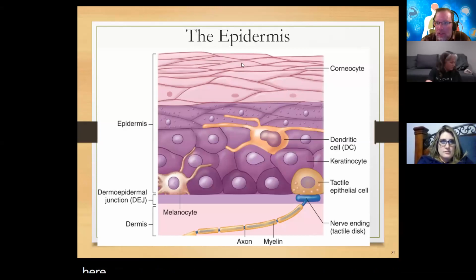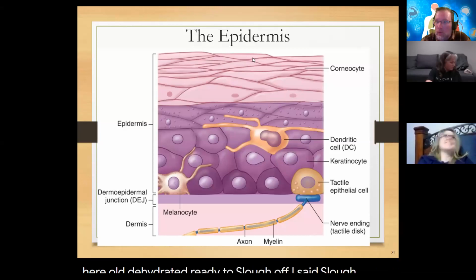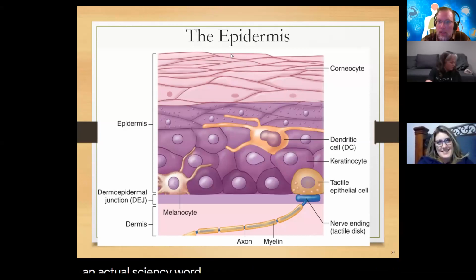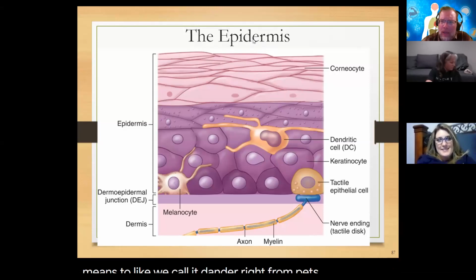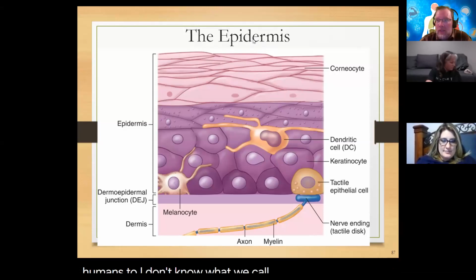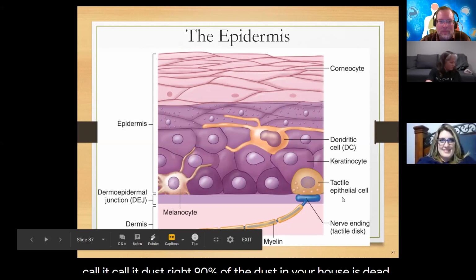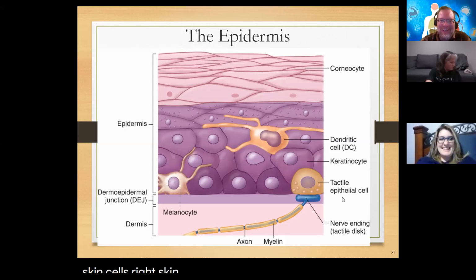Old, dehydrated, ready to slough off. I said slough. That's an actual sciencey word. SLOUGH. It's like rough. Slough means to shed. We call it dander, right? From pets. Maybe from humans too. I don't know what we call it. Dead skin cells, they call it. Call it dust, right? 90% of the dust in your house is dead skin cells, right? Skin snow. There you go.